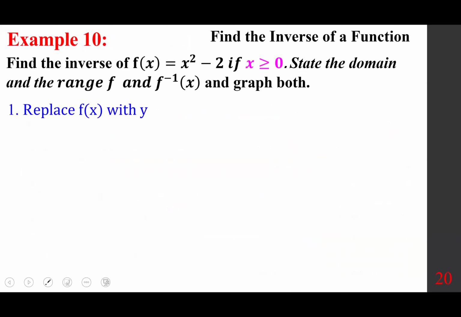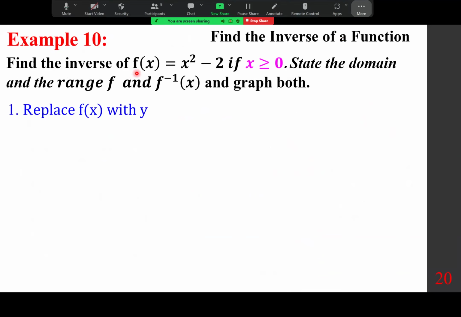We want to continue finding an inverse of a function. Find the inverse of f of x equals x squared minus 2, if x is larger than or equal to 0. State the domain and range of f and f inverse and graph both. Again, notice y, or f of x equals x squared minus 2, is not a one-to-one function. The restriction gives half of it, and therefore it makes it a one-to-one function.